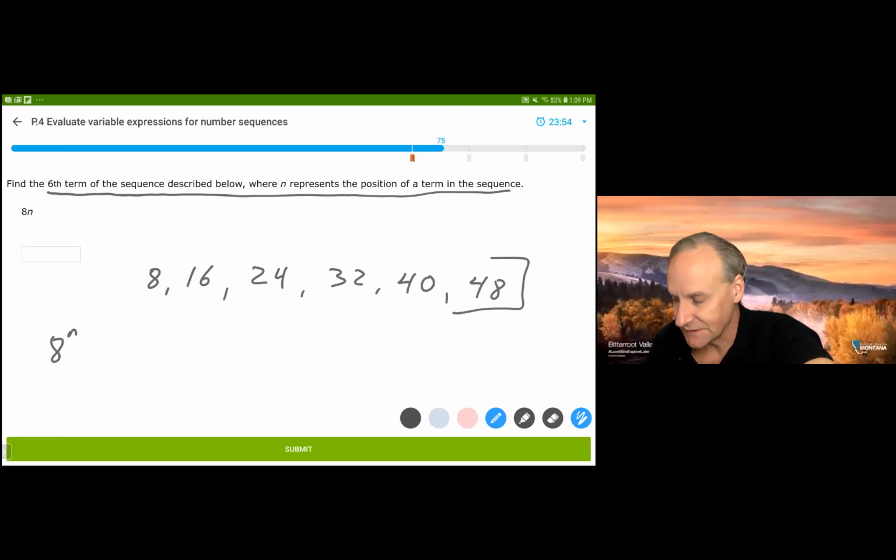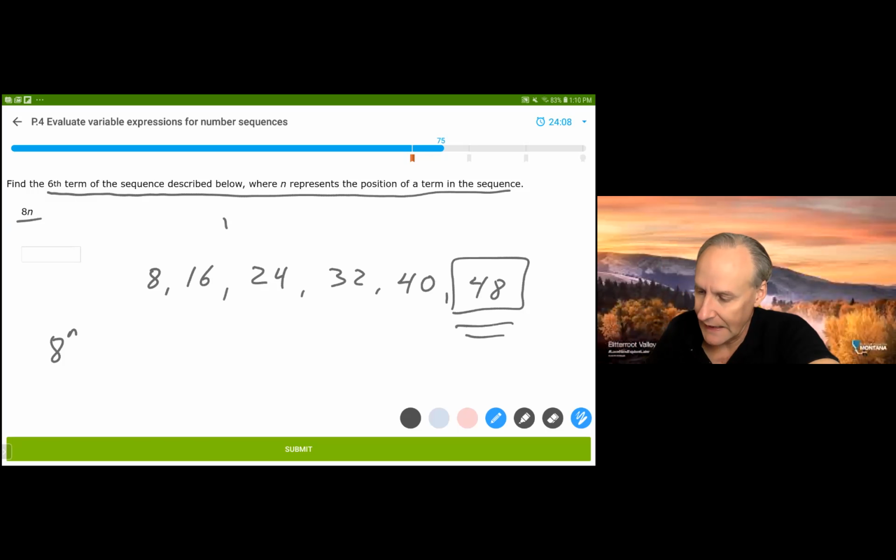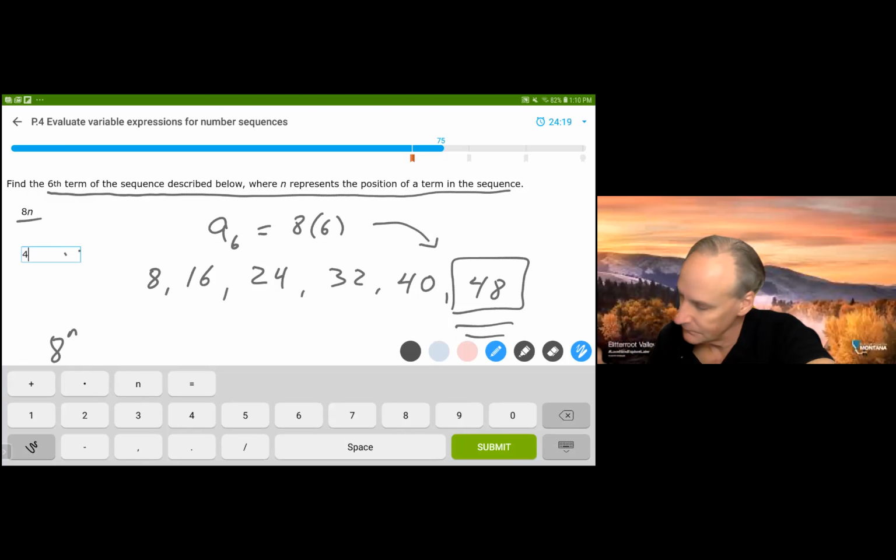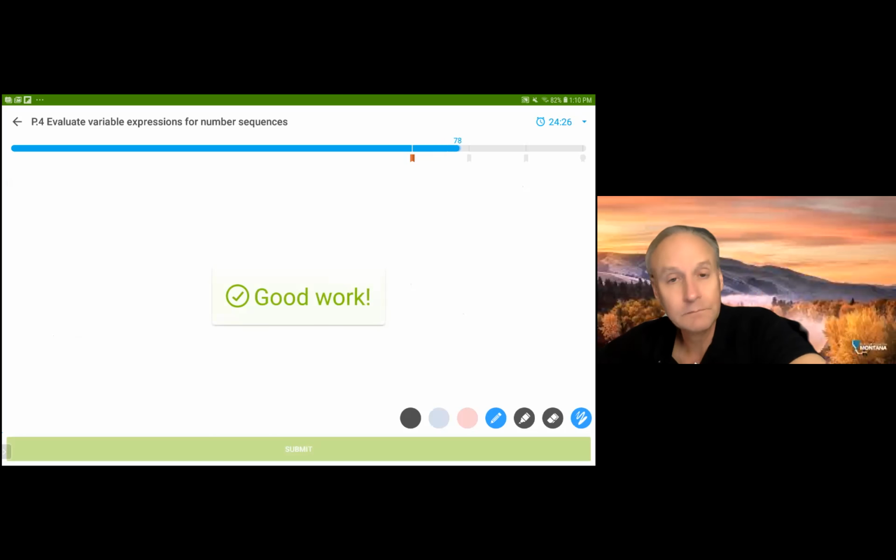Now, you might have guessed that the 6th term would be putting a 6 in for n, and then you would just multiply it and get the 48. But I wanted to make sure that you thought about it, that this is the formula, isn't it? For a sub 6 is 8 times 6. I just wanted you to see that it works, and we get the 48. Okay, I guess that's what we're talking about. Just making sure.